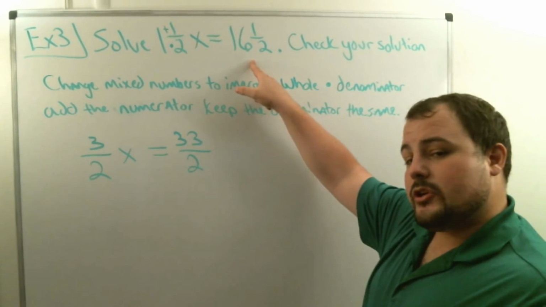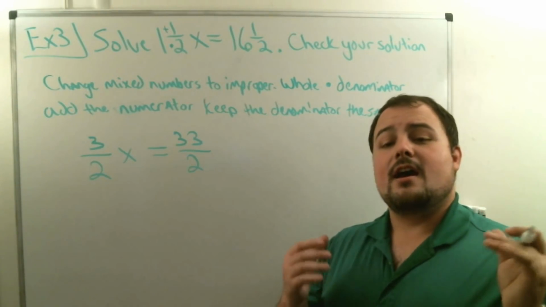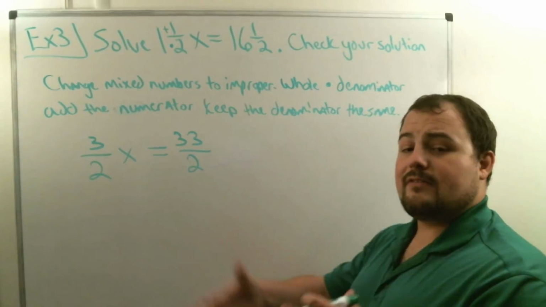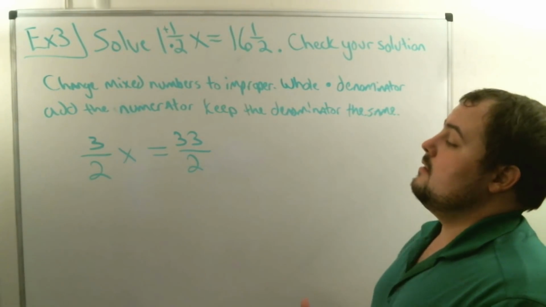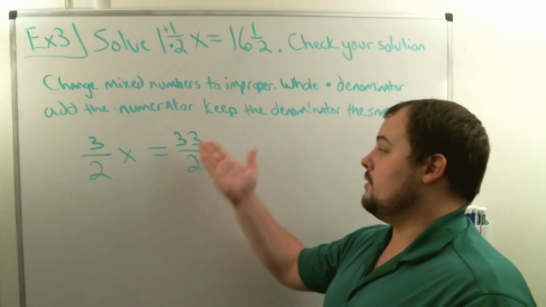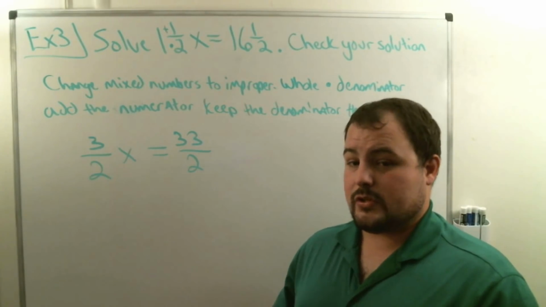Do the same thing to your other mixed number, because if you change one number, you should probably change all the others just to make sure that they're fractions too. When working with fractions, it's easier to have everything in the same type of style. So we have 3 halves of x equals 33 halves. And we're going to try to figure out what that answer is.